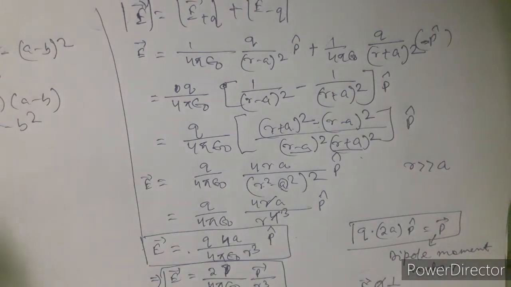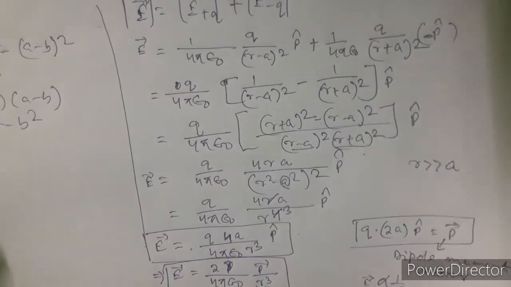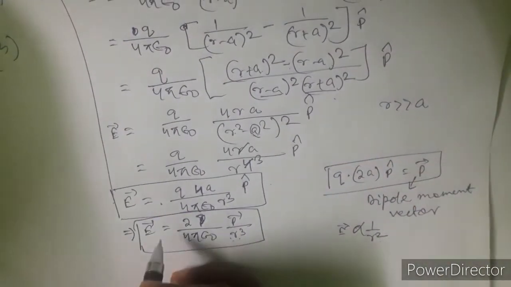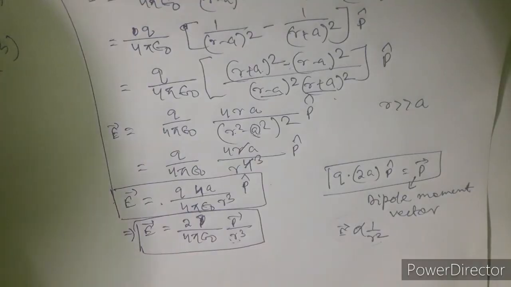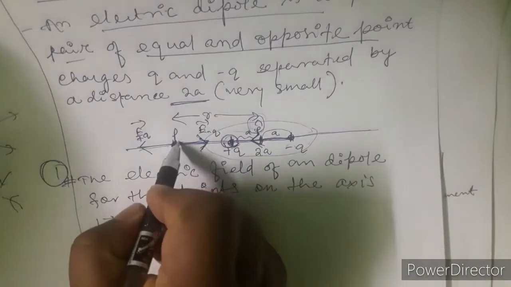Okay, so today what we'll discuss is we'll calculate the electric field due to the dipole on the points of an equatorial plane. In the last class we calculated the electric field at a point on the axis of the dipole.